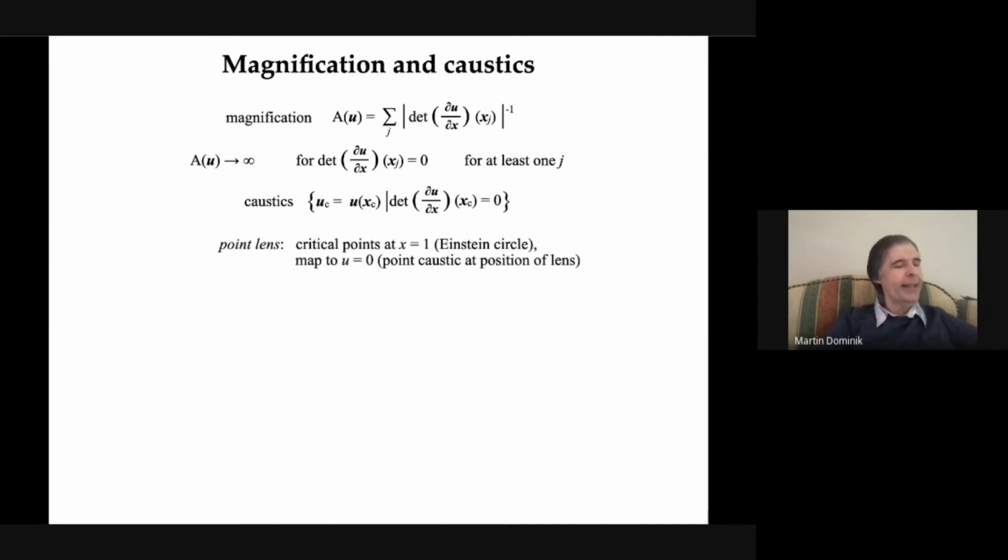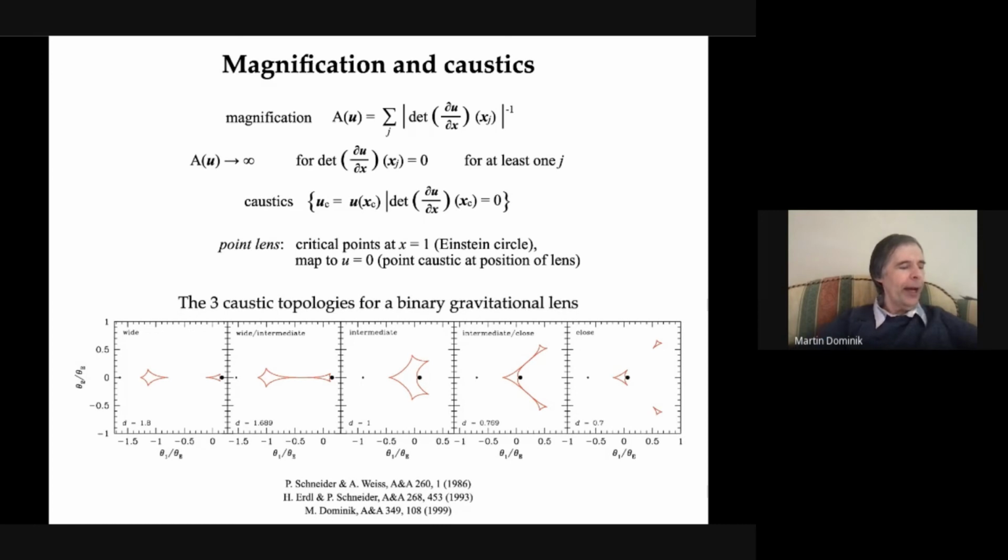A single point mass lens has a point-like caustic at the position of the lens star, that is u equals 0, which maps to the Einstein circle with an infinite point source magnification. For binary lenses, this central caustic breaks up into a finite diamond-shaped caustic with 4 cusps. More specifically, for any binary gravitational lens, regardless of whether the masses are about equal or whether we have a star with a small planet, there are 3 different caustic topologies, depending on the separation between the 2 lens objects, therefore labeled as wide, intermediate, and close.